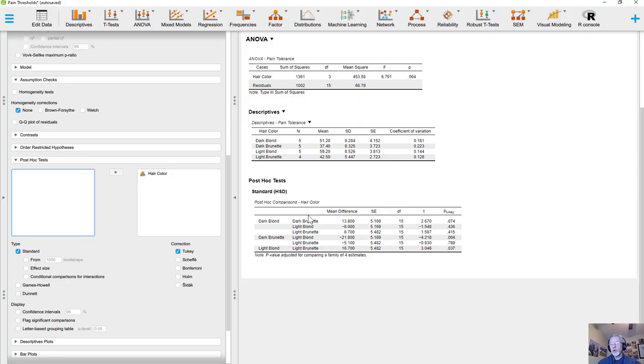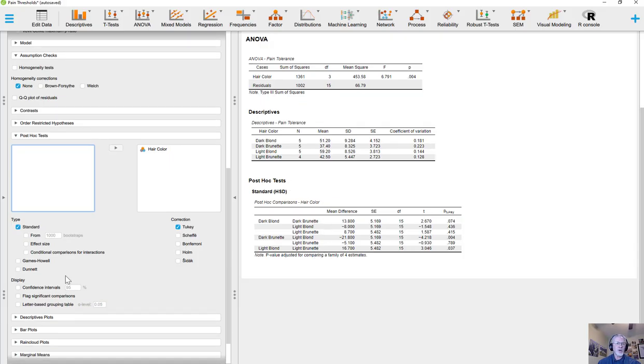There's basically with 4 groups, 6 possible comparisons. You have all 6 laid out here. And you can click this button over here under display comparisons, and it helps you see that there's 2 of these that are significant, one less than 0.05 and the other one less than 0.01. So the dark brunette versus the light blonde is your biggest difference. That's your biggest difference of 21.8.